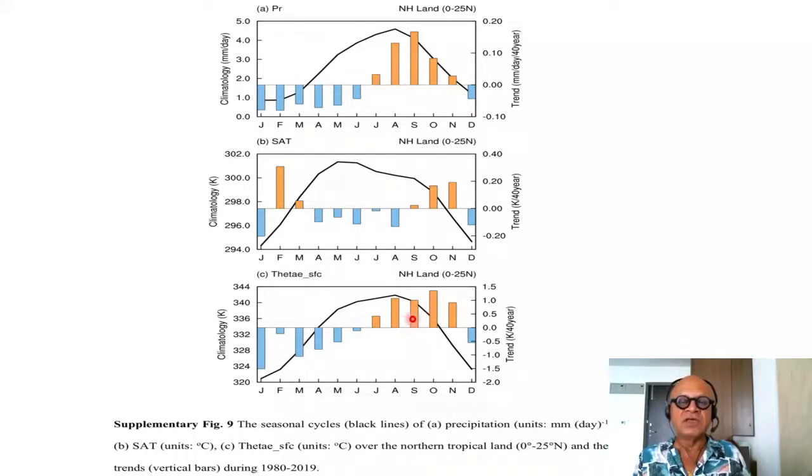where the equivalent potential temperature at the surface increases from July onwards into November, and in fact it peaks in October. So in terms of heat waves and impacts on health and extreme events, etc., this then becomes critical rather than the surface air temperature.